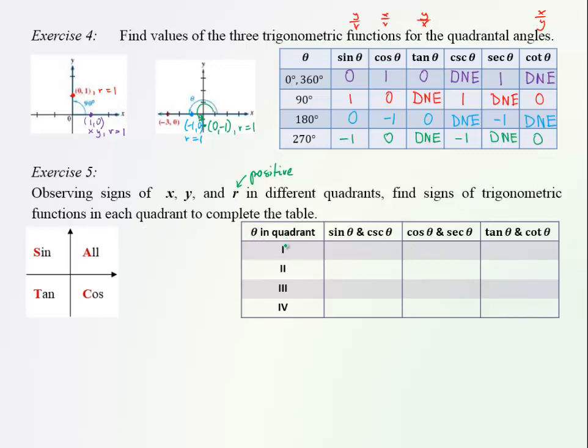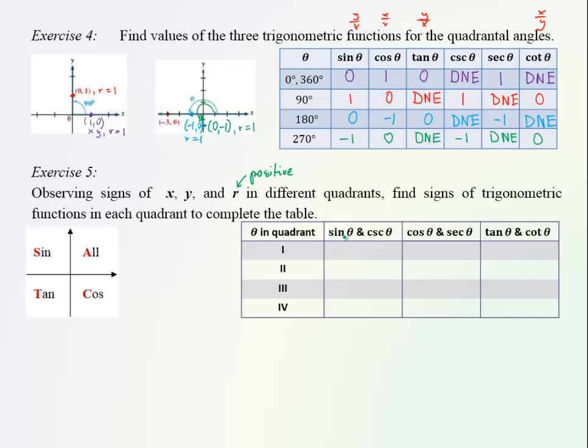If our theta is in quadrant 1, let's find out the sign of sine and cosecant. They are related because if sine is positive, then cosecant, which is reciprocal of sine, will also carry the same sign. And if sine is negative, then cosecant will be negative. Similarly, this pair, cosine and secant, they will have the same sign. And tangent and cotangent, because they are reciprocal to each other, the sign will remain the same. So it's enough to check one function, the other will behave the same way.